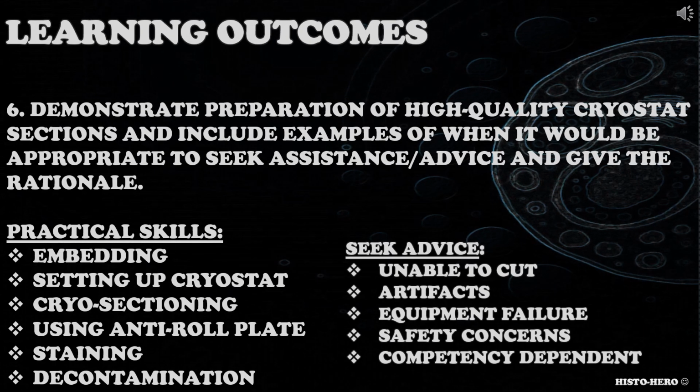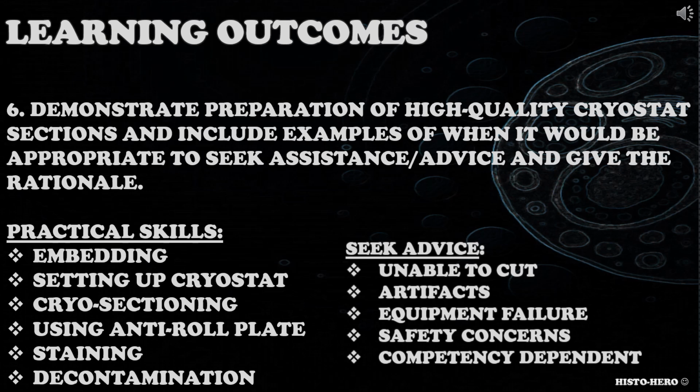The sixth learning outcome is for the candidate to demonstrate preparation of high-quality cryostat sections and include examples of when it would be appropriate to seek assistance, advice, and give the rationale. How would you prepare high-quality cryosection? When would you seek assistance or advice?